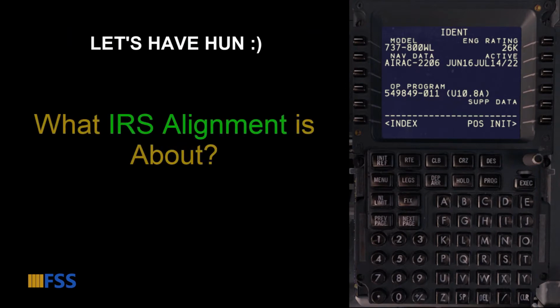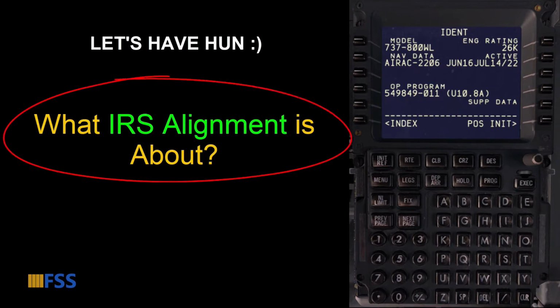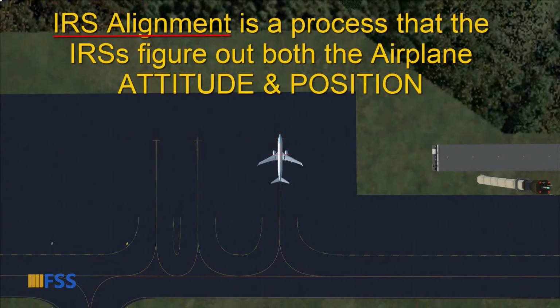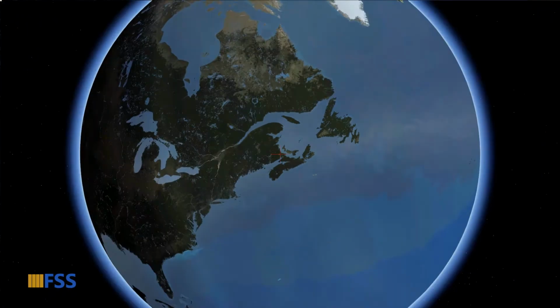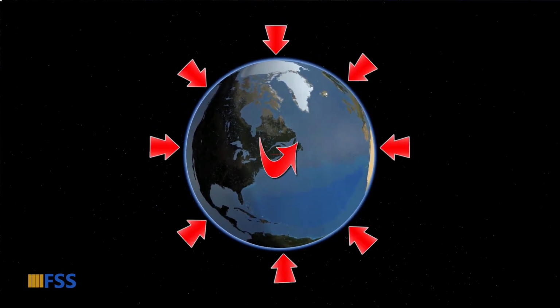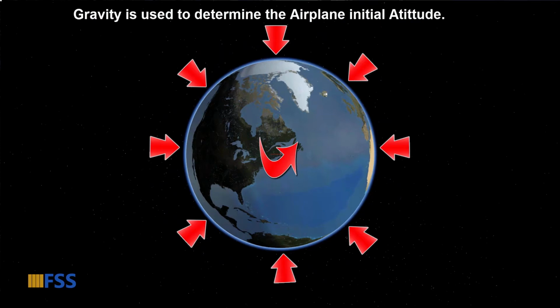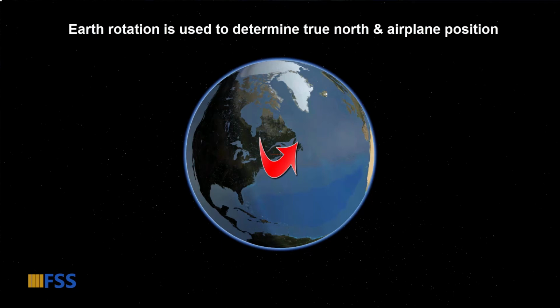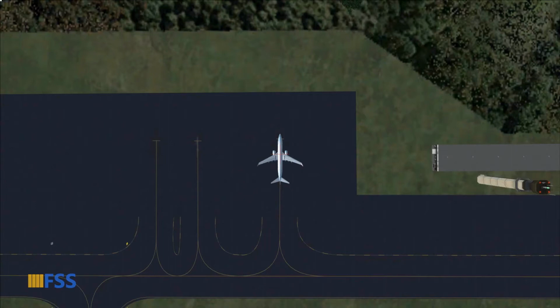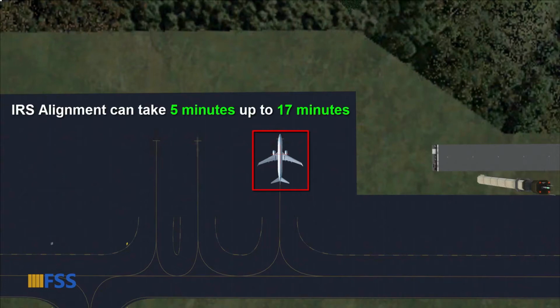Before I get to the IRS alignment procedure, I want to explain briefly what the IRS alignment is in layman's terms without getting too technical. The IRS alignment is simply the process that the inertial reference system, or IRS for short, uses to figure out both the airplane attitude and position. During this process, the IRS uses the earth rotation and gravity. Gravity is used to determine the initial airplane attitude, while the earth rotation is used to determine true north and airplane position. During the IRS alignment, the airplane must not move to ensure that the earth rotation is the only movement detected by the IRS sensors. This process can take 5 minutes up to 17 minutes, depending on the latitude at which the airplane is sitting.